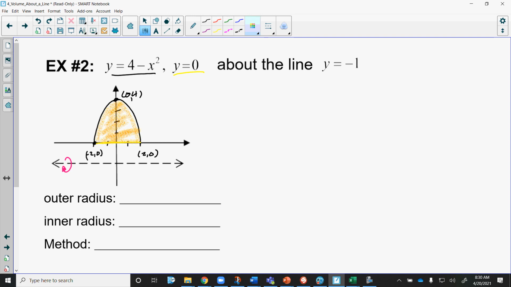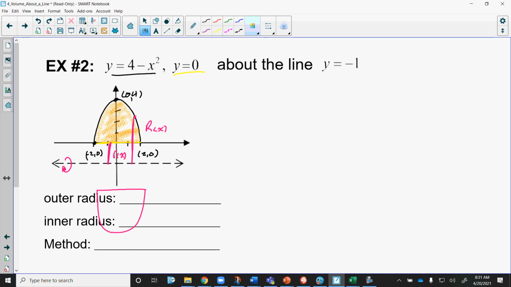And we're going to see what's the outer radius and what's the inner radius. You can see, and I can give just a shadow here, we're going to be rotating it around this way, so you can see that the quadratic itself, from wherever we are to here, that is going to be your outer radius. And so your inner radius is just going to be from the line that we're rotating around, -1, to the x-axis.